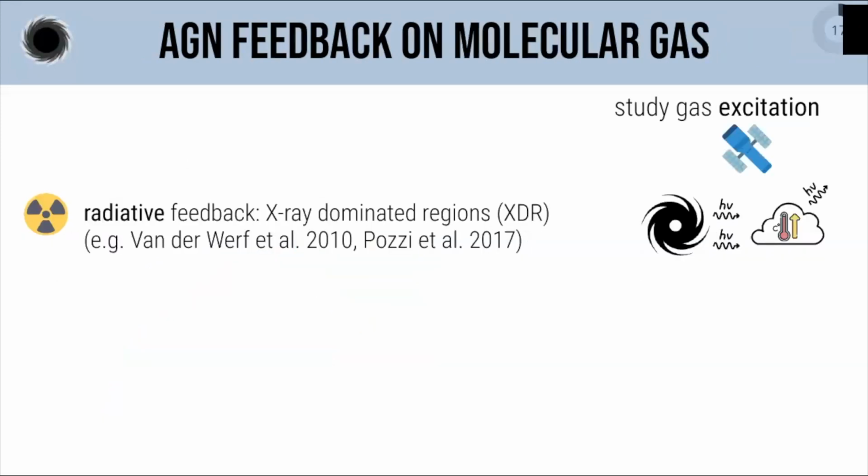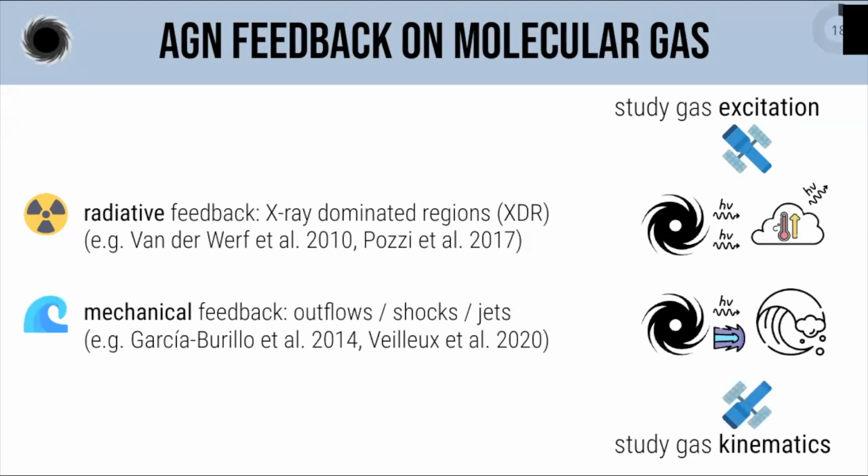I split the AGN feedback in two different channels. One is the radiative feedback, and I'm mostly interested in the effect that X-rays coming from the AGN have on the molecular gas. And these create X-ray dominated regions, or XDR. And I will talk more about that. And then there is the mechanical feedback, which is the effect of outflows, shocks and jets, also in different phases, on the molecular gas, which can make it outflow as well.